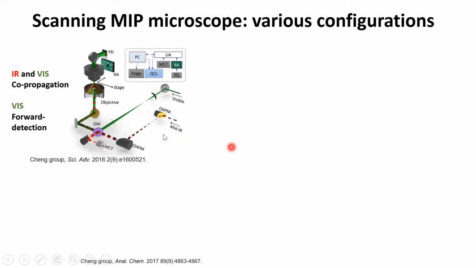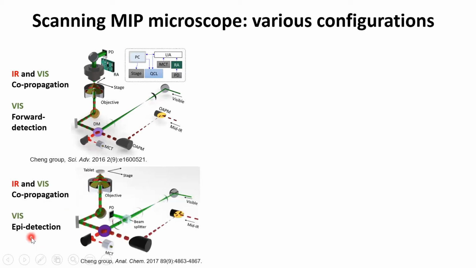Since then, many various configurations have been developed for this scanning-based MIP microscope. In this setup, we use IR and visible co-propagation and do forward detection using dark field. We also built an epi detection, where the signal bounces back. This allows us to visualize the molecules in tablets. But this also builds the foundation for applying IR to do in vivo applications, which is not possible with the FTIR method.